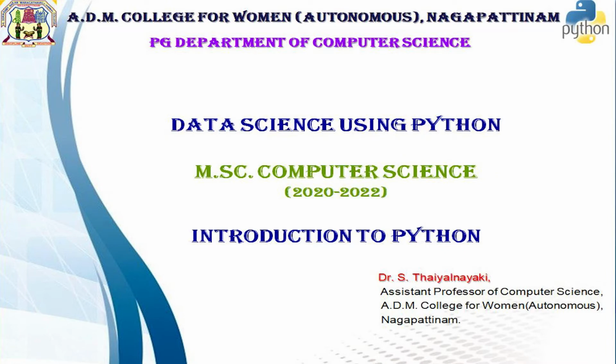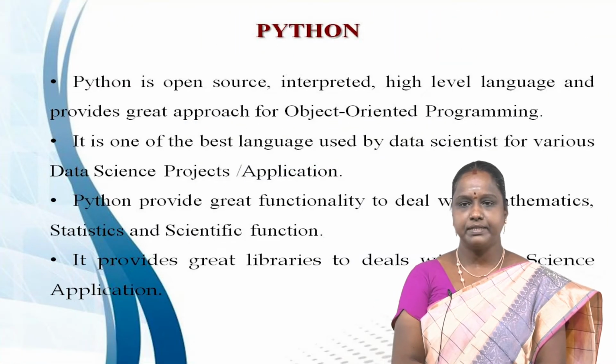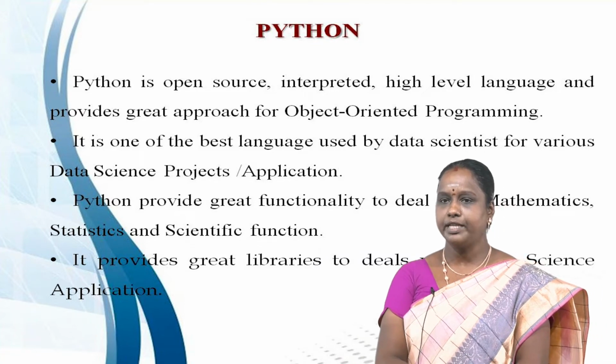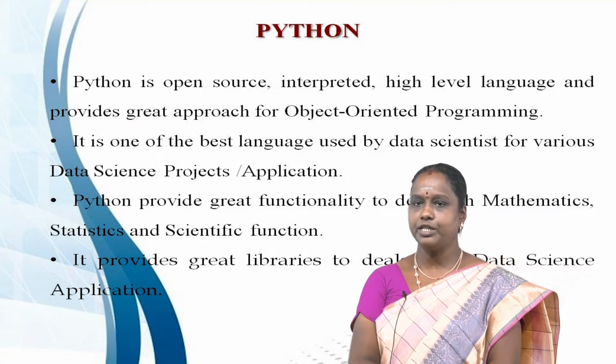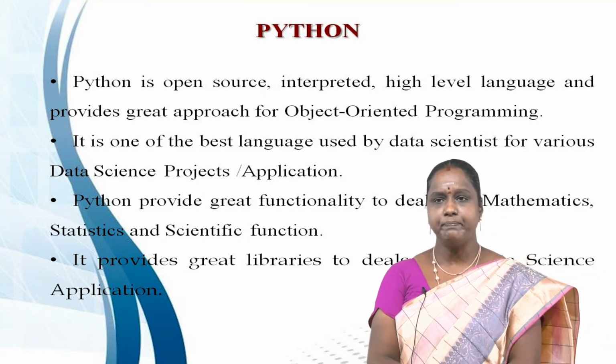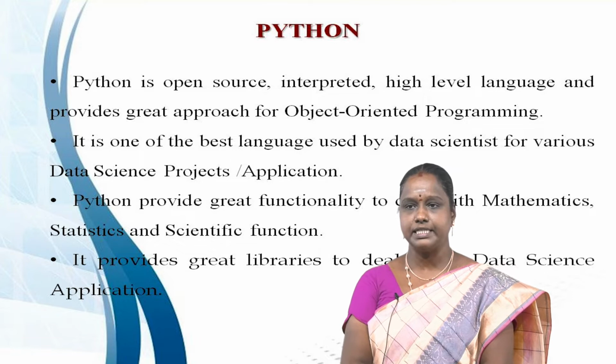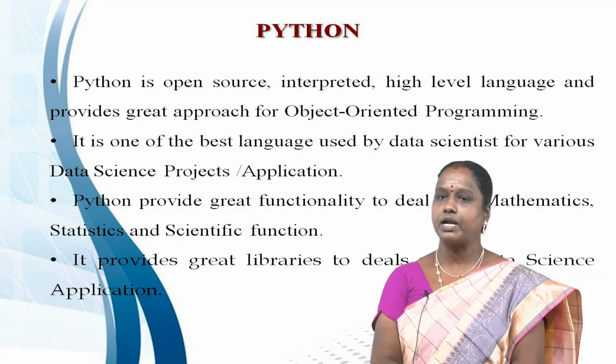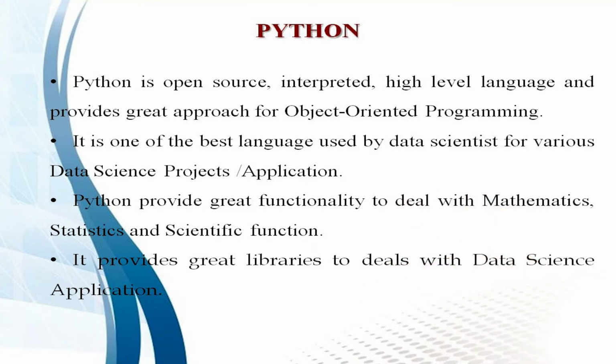Now we see about the introduction to Python. What is meant by Python? Python is an open source, interpreted and high level language, and it provides a great approach for object-oriented programming. It is one of the best languages used by data scientists for various data science projects or applications. Python provides great functionality to deal with mathematics, statistics and scientific functions. It provides great libraries to deal with data science applications.